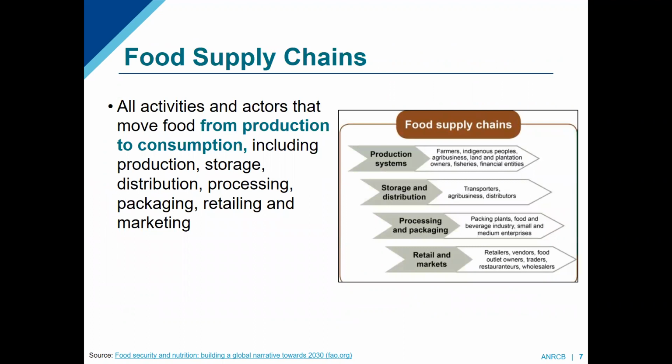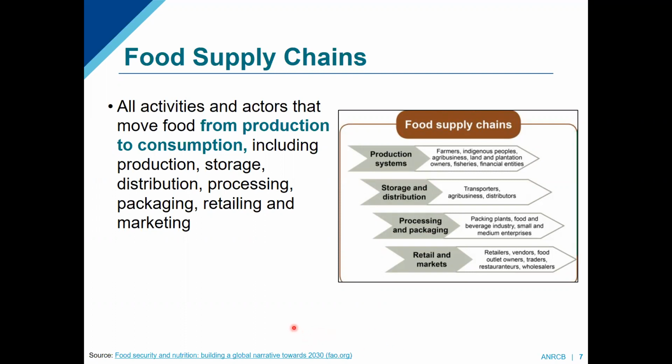So let's start at the beginning of the food chain, or the food systems, which is the food supply chains. The food supply chains include all the people and activities that take us from the production of food to consumption. So this includes farmers and other kinds of production systems, but it's not just farms.